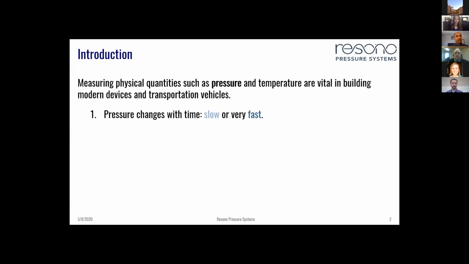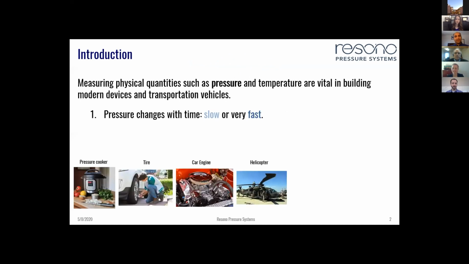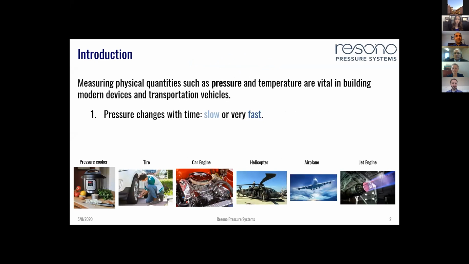In modern engineering, you always need to measure important quantities to be able to improve the performance of devices that we have around us and transportation vehicles that we use every day. Well, maybe not so much these days, but you get the point. Many of these instances involve pressure values that change with time. And these changes are very important to measure and study. This is what we typically refer to as unsteady pressure measurement, or transient pressure measurement.